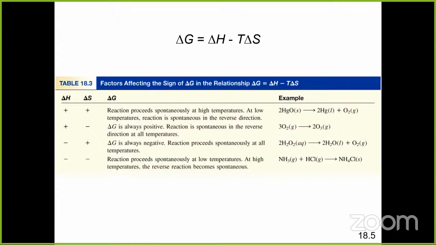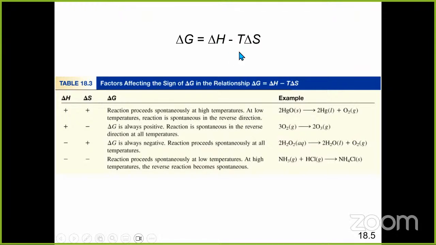So if delta H is positive and delta S is positive, the question is, will this reaction or any reaction that has that situation be spontaneous? And the answer is it depends. And what does it depend on? The temperature. It depends on how high or how low the temperature is. So as stated here, if the temperature is high, think about it now. Delta H is positive, delta S is positive, and temperature here is high, so high that this part here is greater than this part. So if T delta S is greater than delta H, what does that mean for delta G?